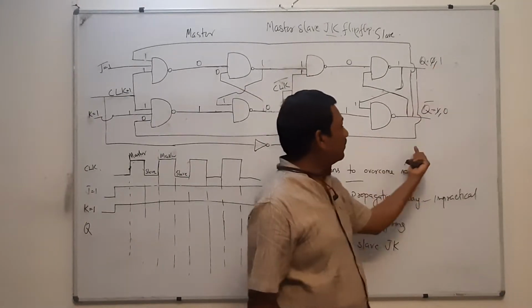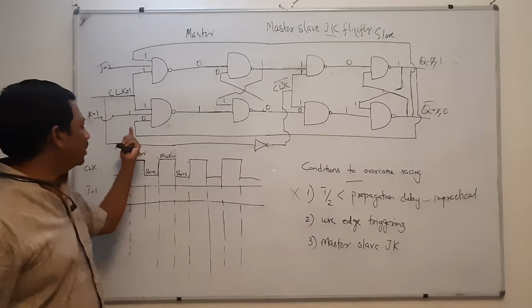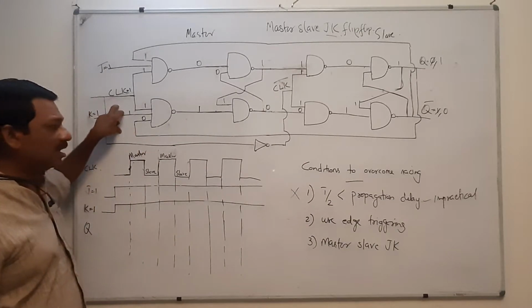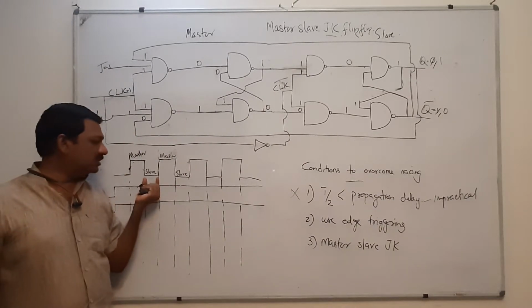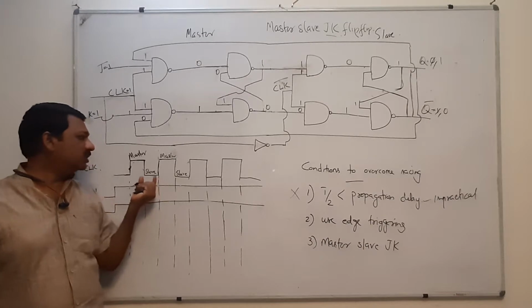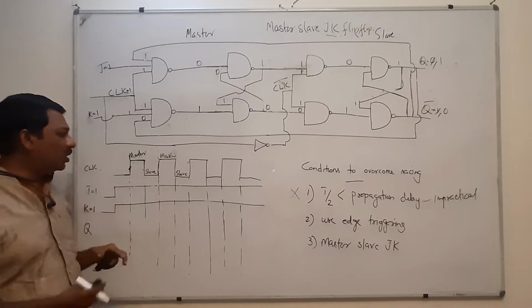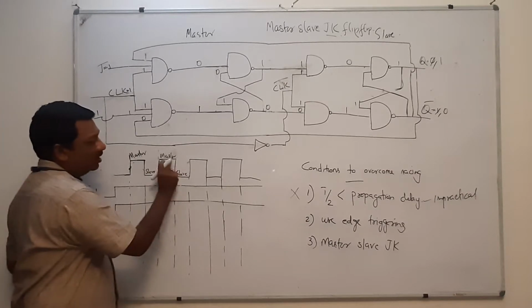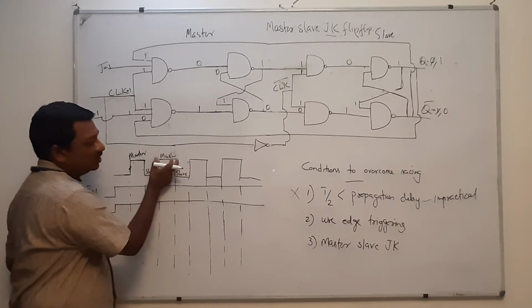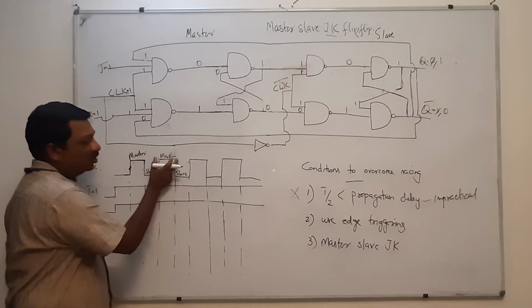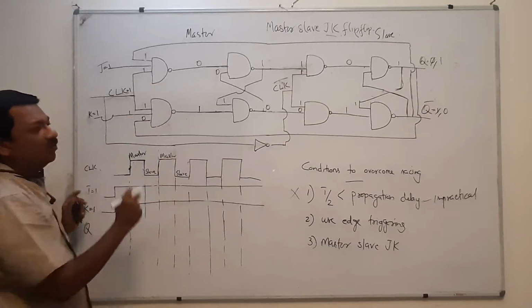Now that is fed as the input to the master, but as this is the negative edge, the master is not operational. The master is active only when the positive edge is coming. That means during this period again the master will be active.